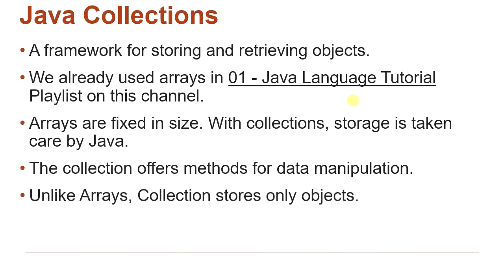Unlike arrays, collection stores only objects. So we cannot store primitive types in a collection, but in an array we can store them. But there is a way around. We can convert the primitive types to a boxed object. For example, the primitive type int we cannot store, but we can store an Integer object. That means the boxed value of int we can store. We already covered boxing and unboxing. So that way you can convert the primitive type to a boxed value, then you can store that inside the collection.